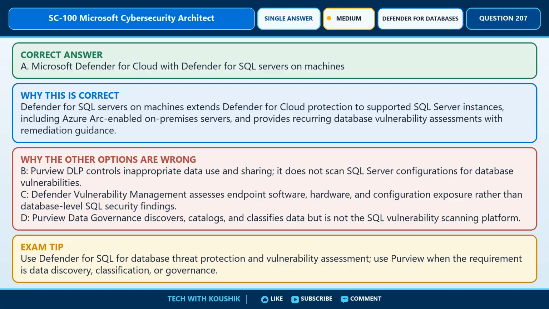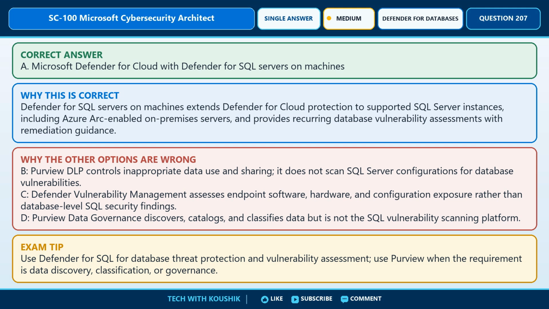The correct answer is Option A, Microsoft Defender for Cloud with Defender for SQL Servers on machines. Here's why. Defender for SQL Servers on machines extends Defender for Cloud protection to supported SQL Server instances, including Azure Arc-enabled on-premises servers, and provides recurring database vulnerability assessments with remediation guidance.